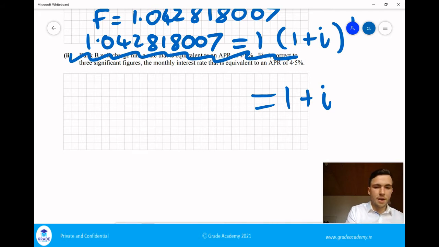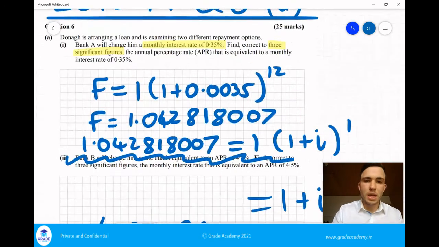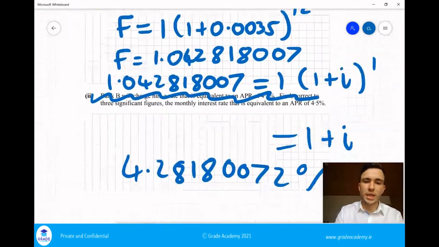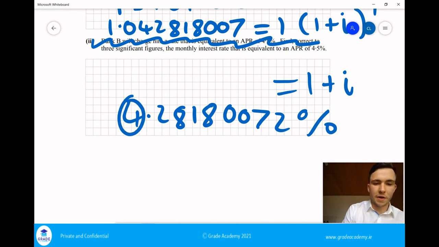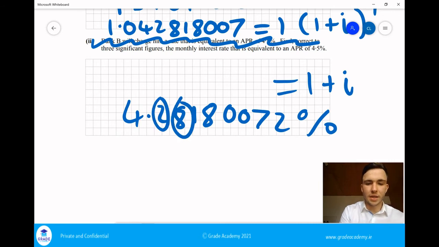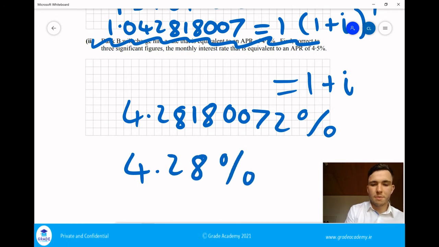And we get 4.28180072%. And let's just go back up here. It's asked for three significant figures. So what that means is 3 non-zero figures. Here's our first non-zero figure, here's our second, here's our third. So it's going to be 4.28%. Okay?